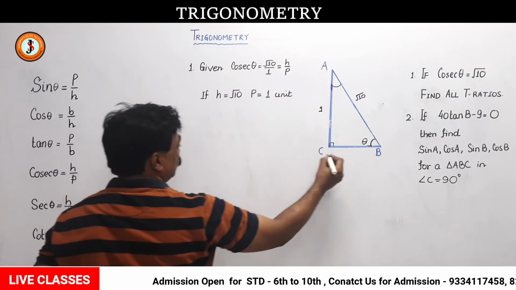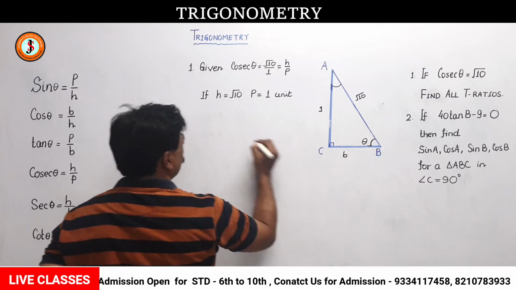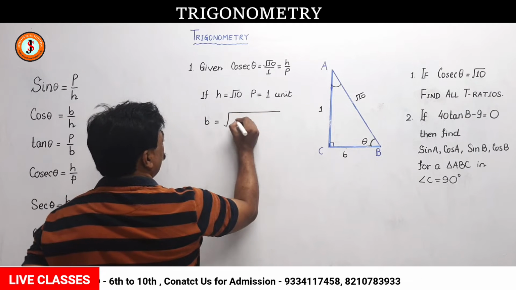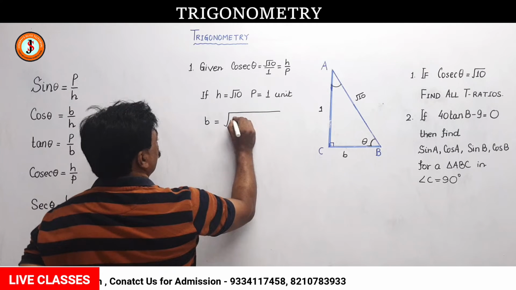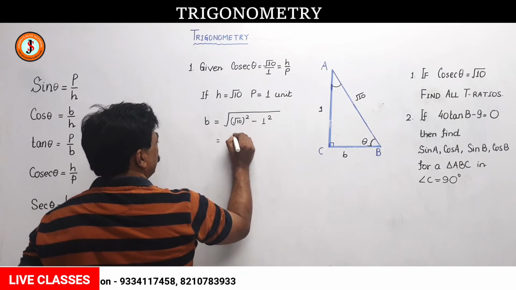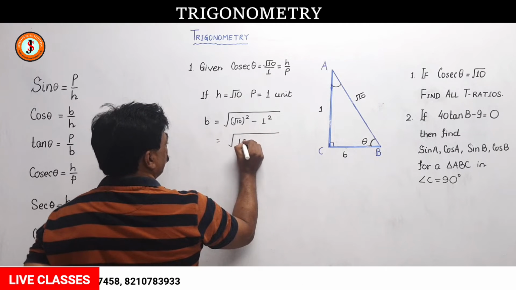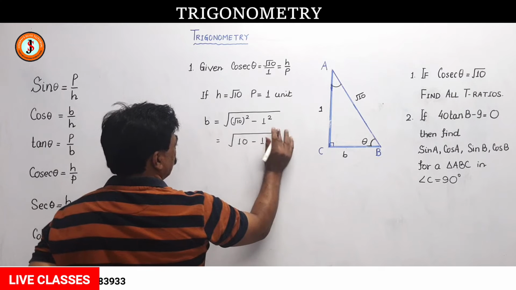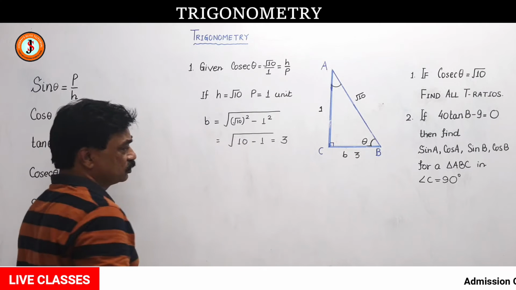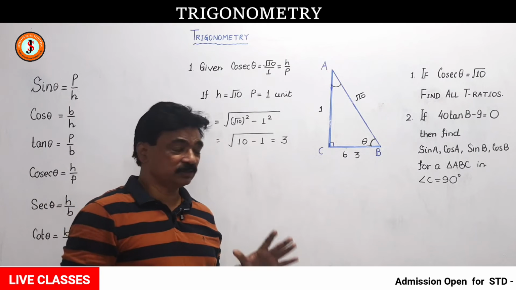Now what happens, we don't have the base. So through Pythagoras theorem, base is under root the square of the hypotenuse minus the square of the perpendicular. So this will be root of 10 minus 1, which is root 9, which is 3. So we now get the base as 3 units. So we have got all these 3 sides.